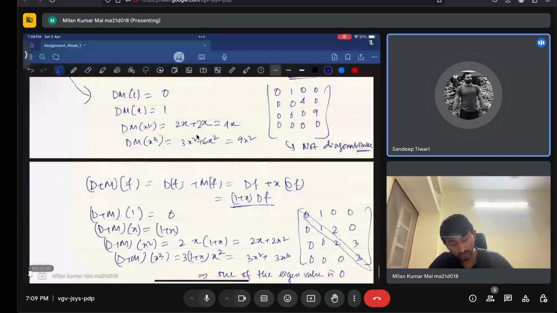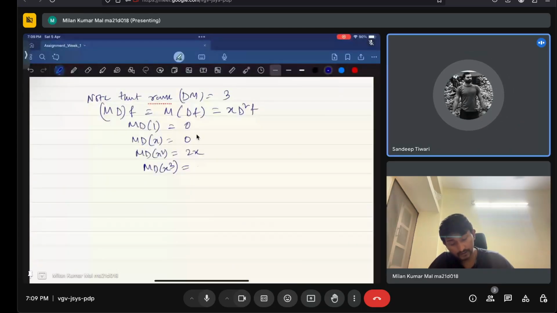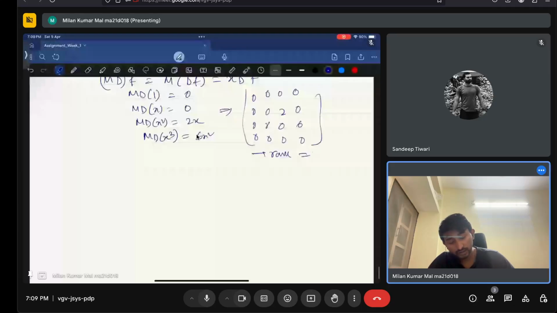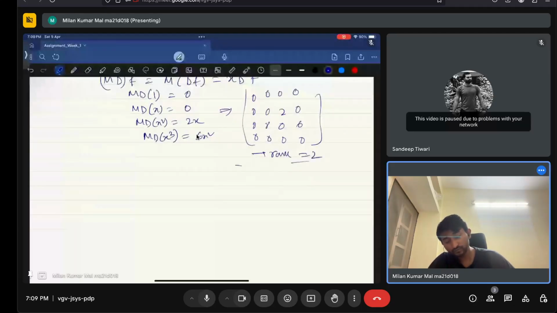Range will have two linearly independent vectors, so the rank will be 2. So rank is 2, so therefore rank of DM is not equal to rank of MD, so therefore this is also false.